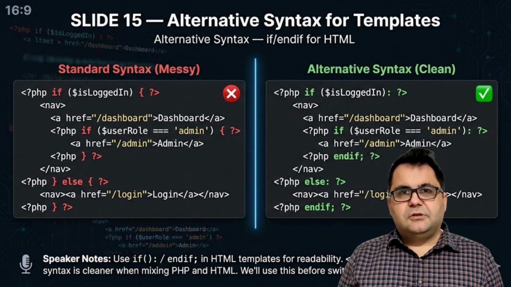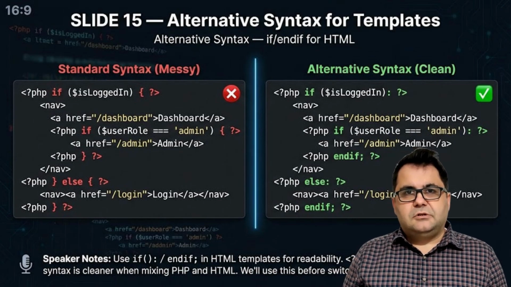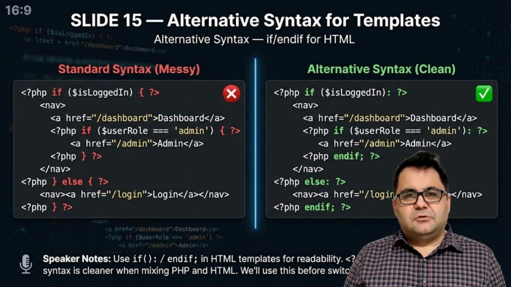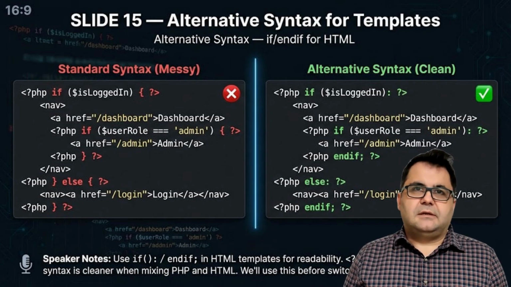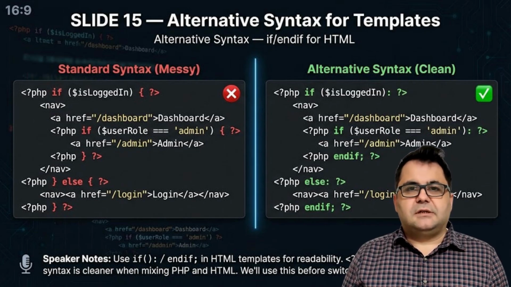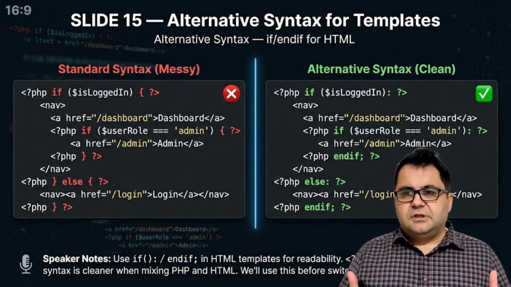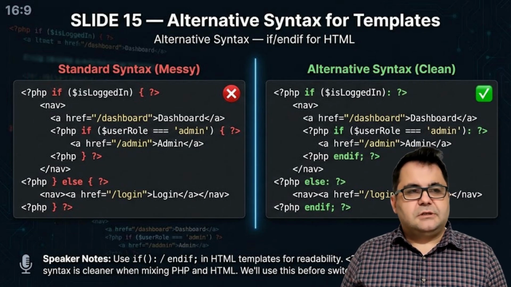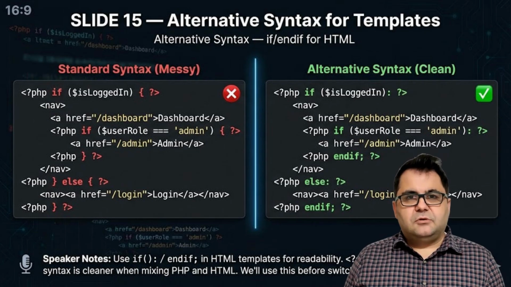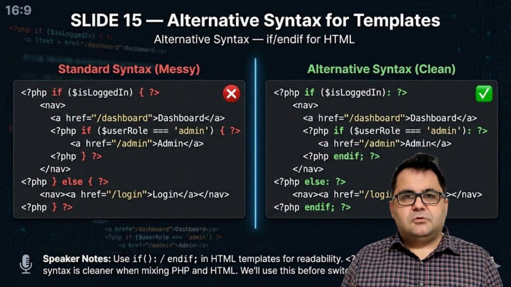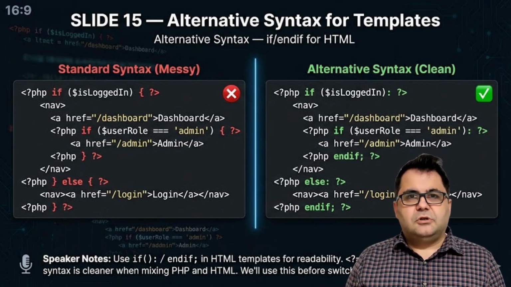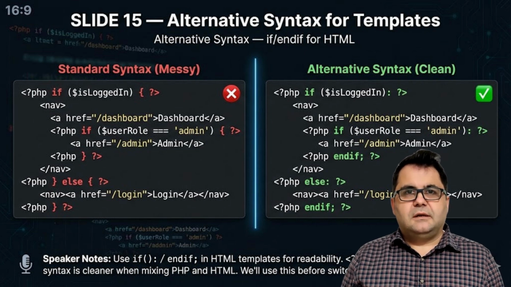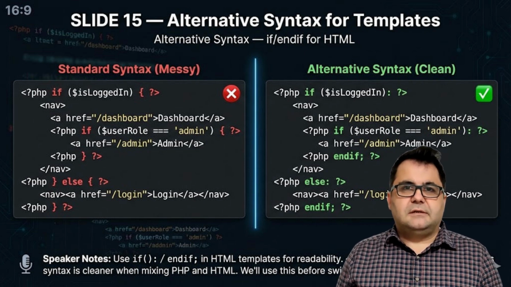When PHP is mixed with HTML, as in templates, the curly brace syntax becomes messy. PHP offers an alternative syntax, if with endif, foreach with endforeach. This reads much better in HTML context, because you can clearly see where each block begins and ends. The short echo tag outputs the expression directly. We'll use this alternative syntax in our early templates before switching to Twig in week 10.